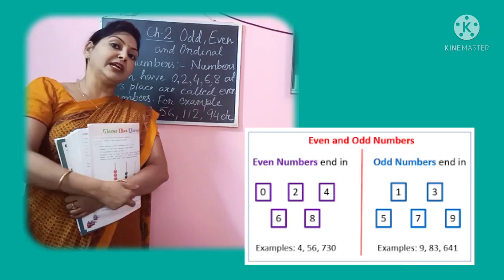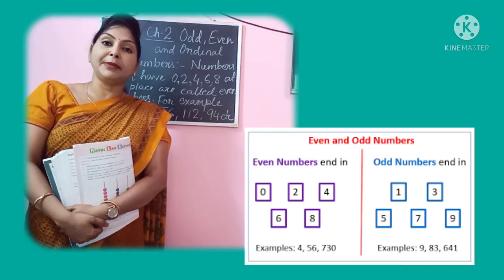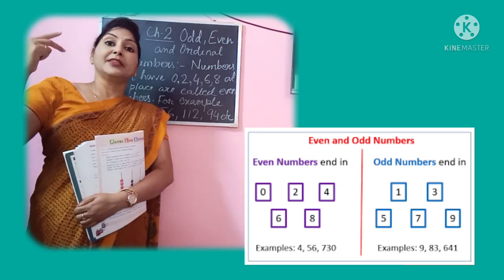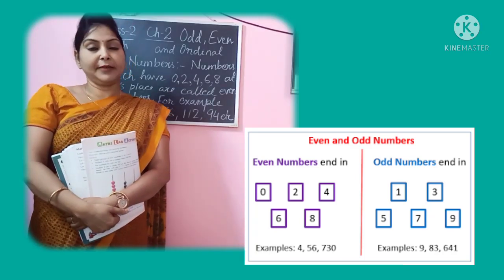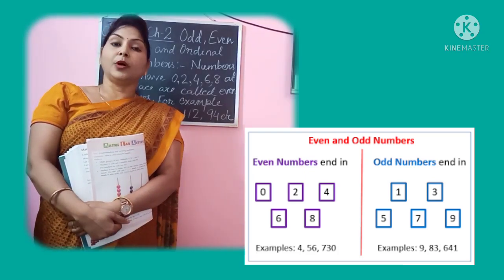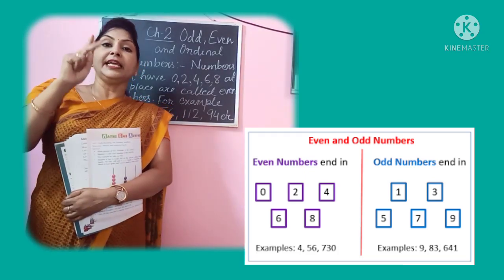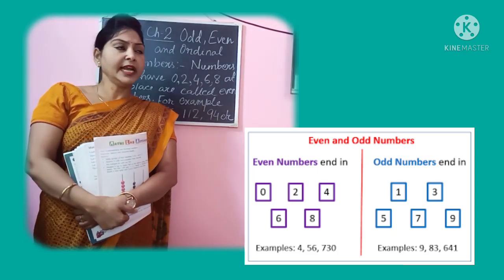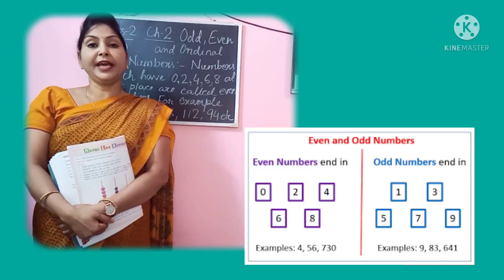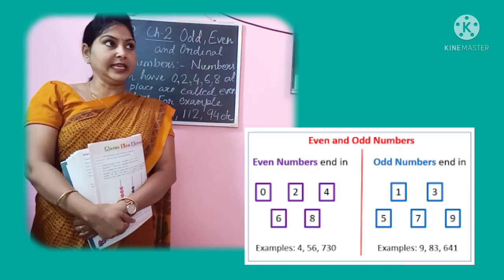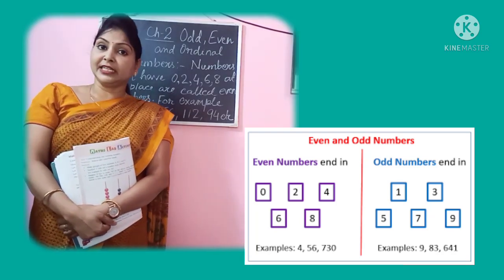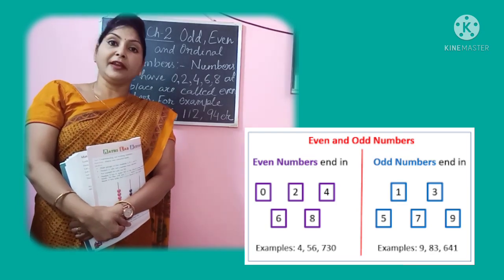If 6 people are standing, then how many pairs will they make? 2, 2, 2. That means 3 pairs of people can be made. So pair means what? Pair means anything 2 in number. Like for example, socks. Do we wear only one sock? No. We wear a pair of socks. In the same way, what about shoes? Do we wear only one single shoe? No. We wear a pair of shoes.